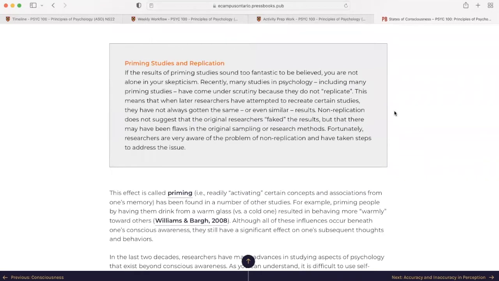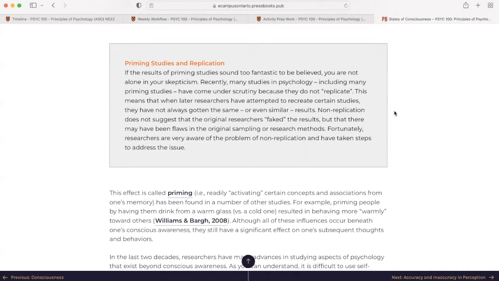Priming studies and replication. If the results of priming studies sound too fantastic to be believed, you are not alone in your skepticism. Recently, many studies in psychology, including many priming studies, have come under scrutiny because they do not replicate. This means that when later researchers have attempted to recreate certain studies, they have not always gotten the same or even similar results. Non-replication does not suggest that the original researchers faked the results, but there may have been flaws in the original sampling or research methods. Fortunately, researchers are very aware of the problem of non-replication and have taken steps to address the issue.